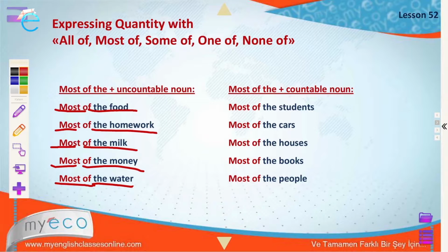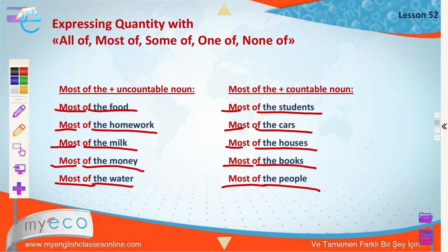Here we use most of the with the countable noun: most of the students, most of the cars, most of the houses. These we can count. We can say one student, two students, three students, and one car, two cars, and so on. Most of the books, most of the people.